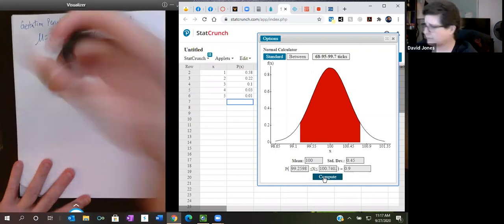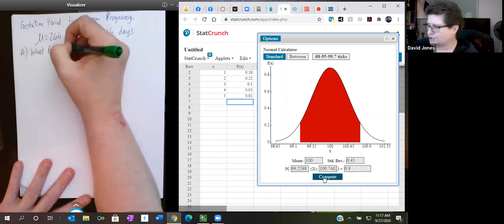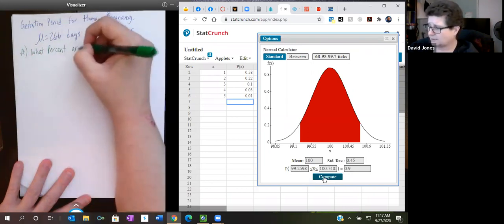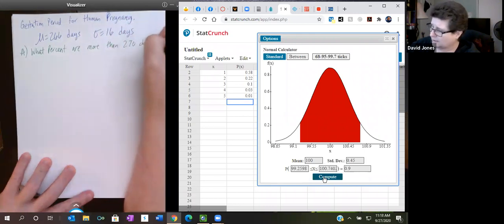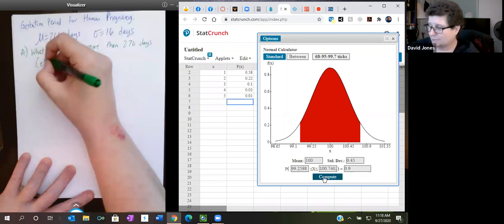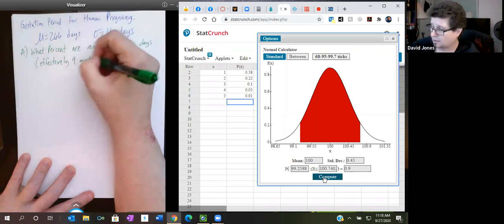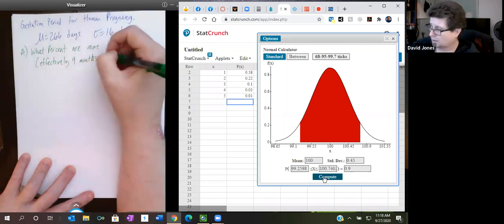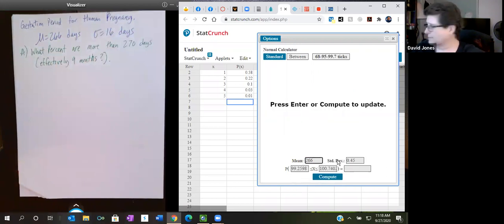So first question, what percent are more than 270 days? Which is effectively 9 months. The average month is 30 days. It's a little over 30. Well, let's update our mean. Let's update our deviation.